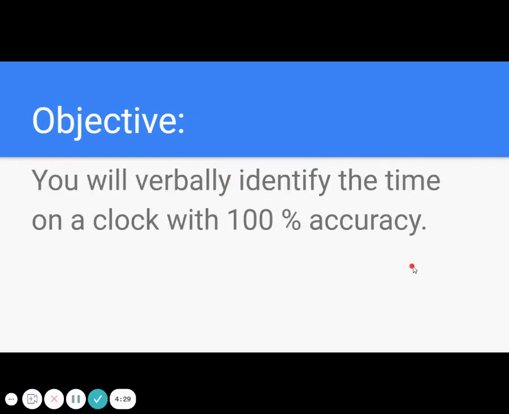Our objective for today is that you will verbally identify the time on a clock with 100% accuracy. If we did that today, friends, give me a thumbs up.